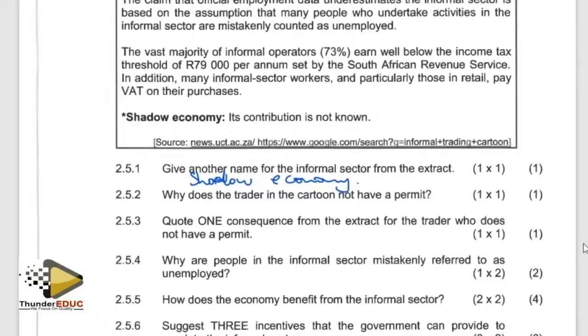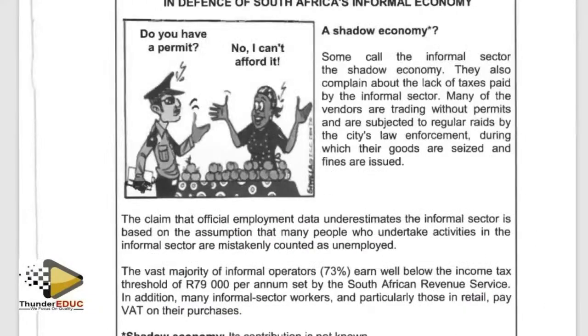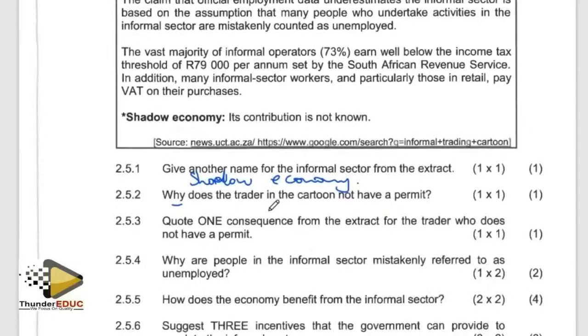Why does the trader in the cartoon not have a permit? She doesn't have a permit because, according to her in the extract, she says, "No, I can't afford it." So if she can't afford it, that's why she doesn't have one. So the question is, why is she not having a permit? She's not having a permit because she can't afford it.